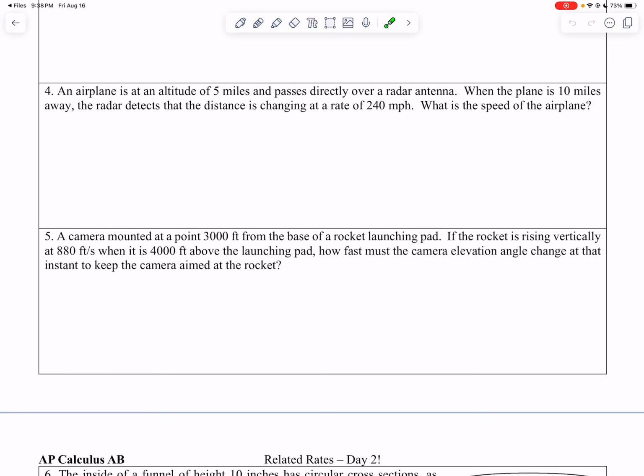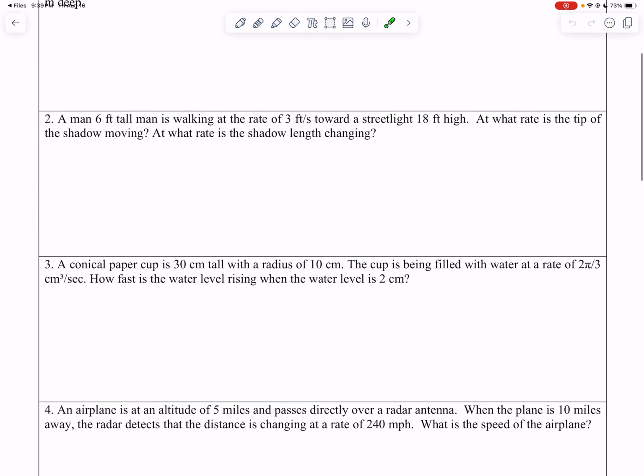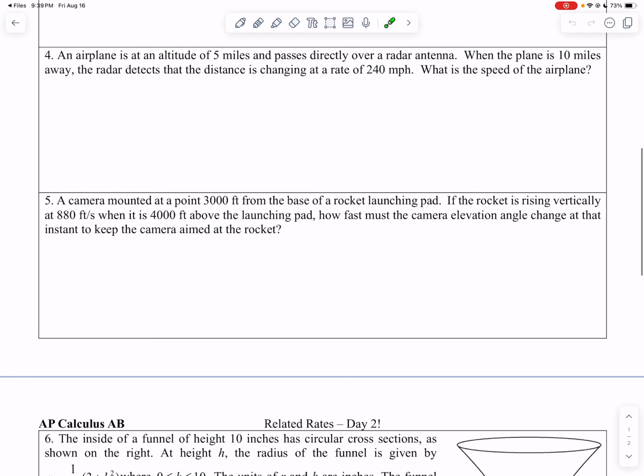All right, this is going to be day 2 of related rates. I'm only going to do 2 problems, 4 and 5, since 1, 2, and 3 are kind of review in terms of geometry of your shadow problem and the cone problem. So 1, 2, and 3 are going to be geometry. Review those, but we're going to focus on 4 and 5 since these are going to be kind of special.